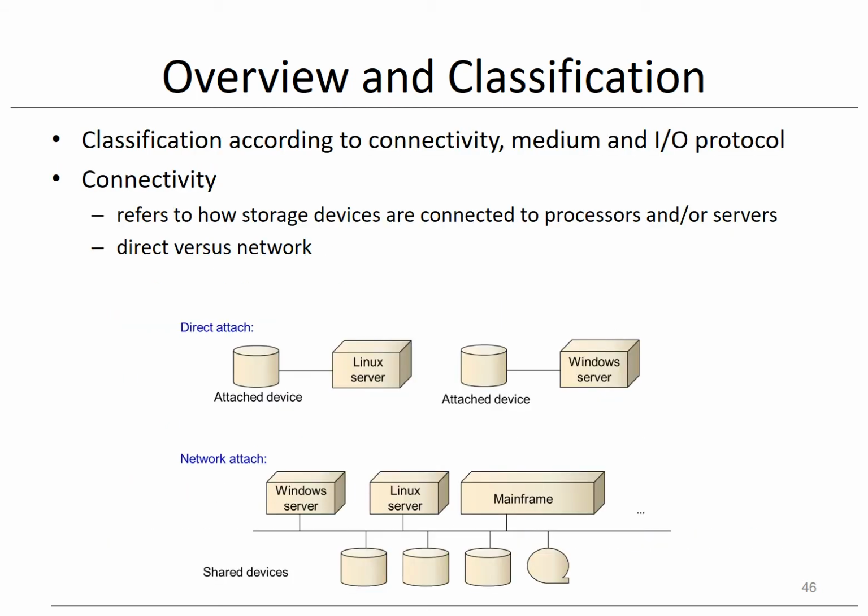We can classify the technologies for realizing storage subsystems according to three criteria: the connectivity, the medium, and the I/O protocol. With connectivity, we refer to the way in which the storage devices are connected to processors and/or servers. This is illustrated in a figure. Direct attach refers to storage devices with a one-to-one connection between server and storage device. Network attach refers to storage devices in a many-to-many connection with the corresponding servers by means of network technology.